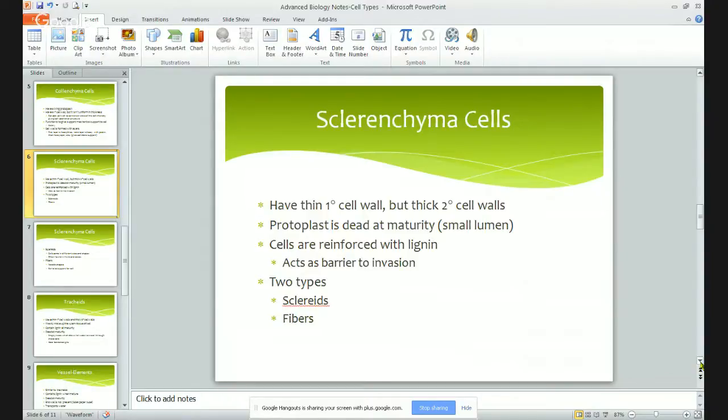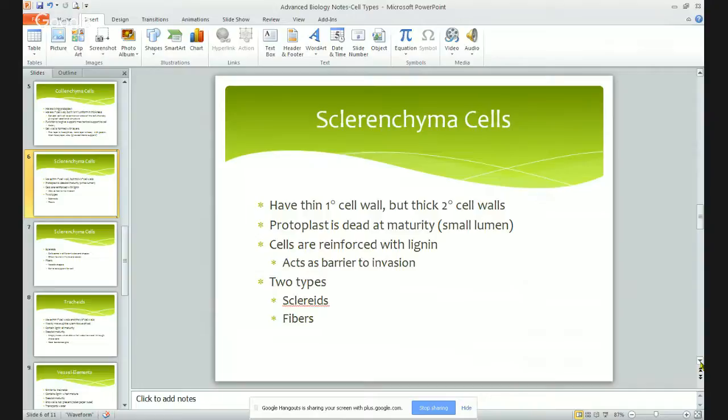It's kind of like a red blood cell. They don't have a nucleus either when they're mature. So what happens is the protoplast that was there leaves behind a very, very small space, which is called a lumen. It's not very big.